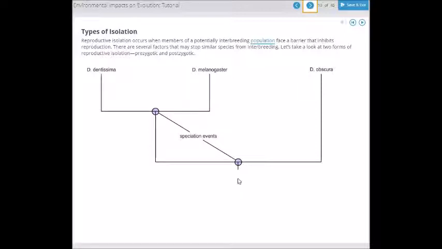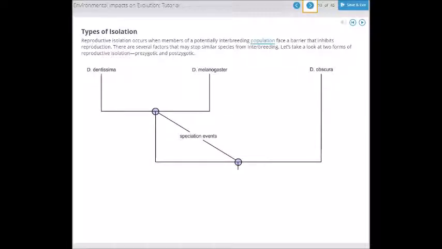This could have been melanogaster. It's possible that melanogaster hasn't changed over time, but these two branched off, or that whatever this is originally has gone extinct and this is what's left. But over time, another speciation event occurred here. And whatever was here went on to become dentissima, but then a population went over here to become melanogaster, okay?